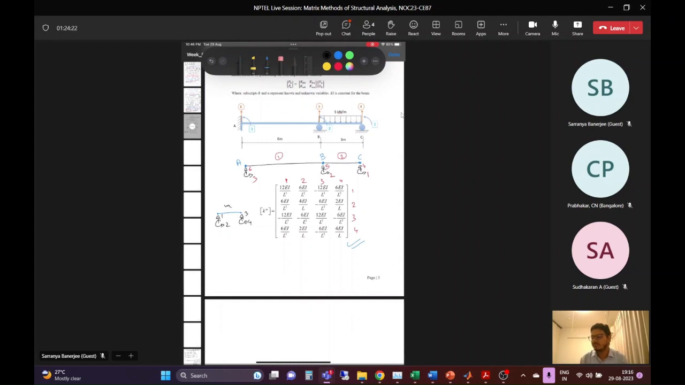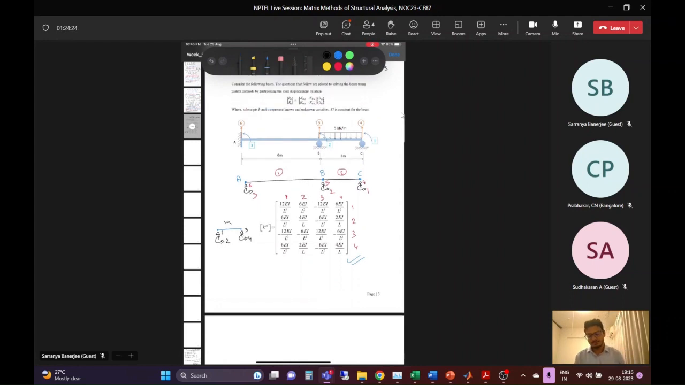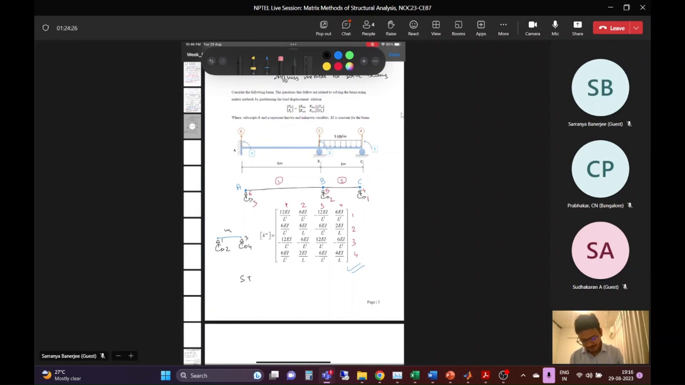This is a very simple problem. First of all, what I would like to know is what is the degree of static indeterminacy and what is the degree of kinematic indeterminacy. Let's start with kinematic indeterminacy. Very simple. What is the degree of kinematic indeterminacy? Two. Yes, the kinematic indeterminacy is 2, and that is 1 and 2. So we already have the displacement vector u4, u5, u6.